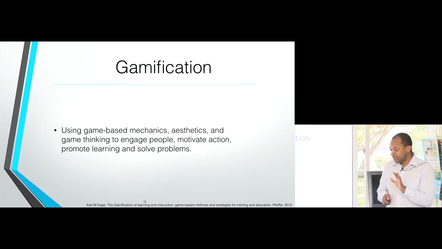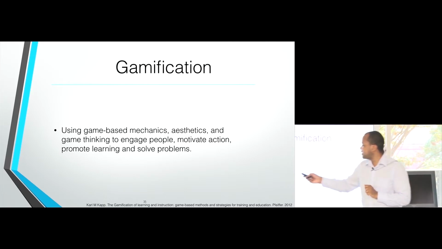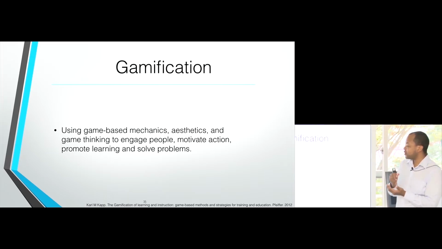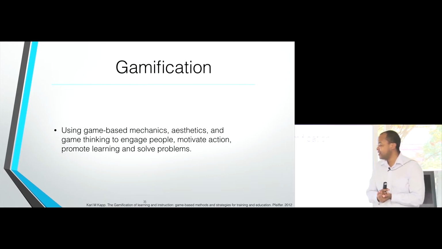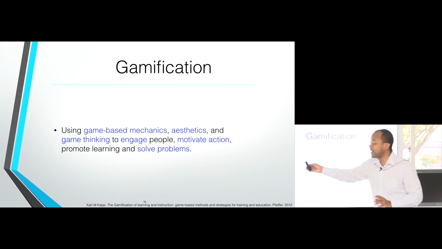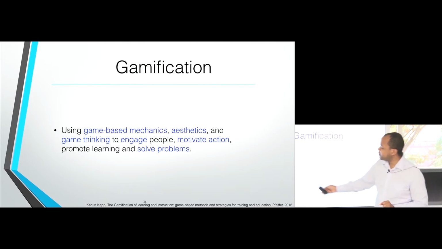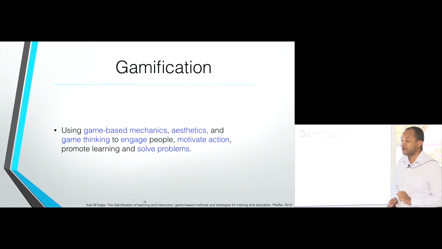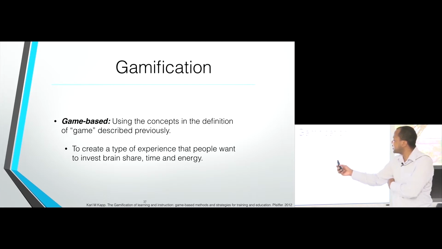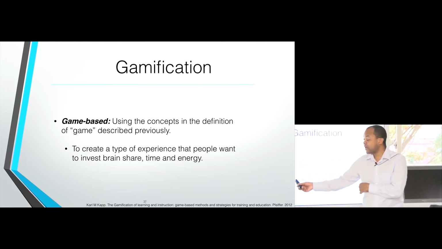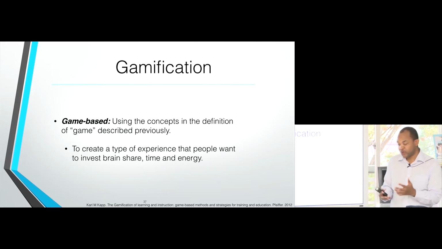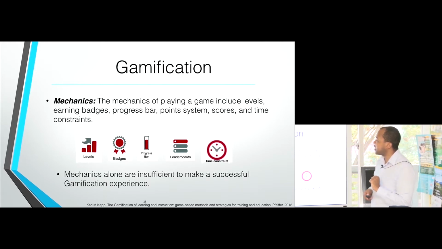So, a definition that has been suggested for gamification is using game-based mechanics, aesthetics, and game thinking to engage people, motivate action, promote learning, and lastly solve problems. And again, words that are important to note here are game-based mechanics or aesthetics, game thinking, engagement, motivation, action, and solving problems. So let's look at each of these. Game-based thinking is using the concepts in the definition of a game described previously to create a type of experience that people want to invest their time, their brain share, and energy towards doing. That's what game-based talks to.